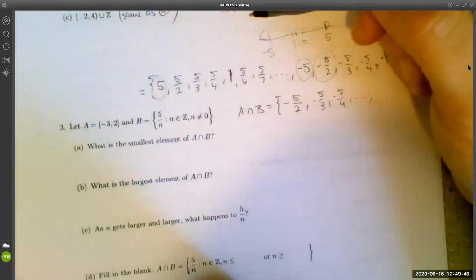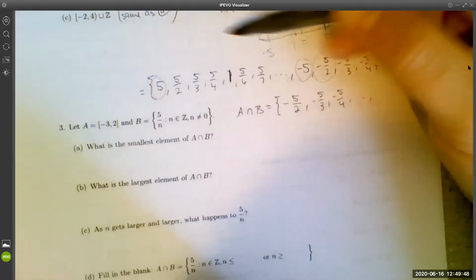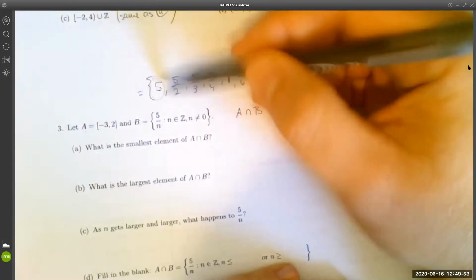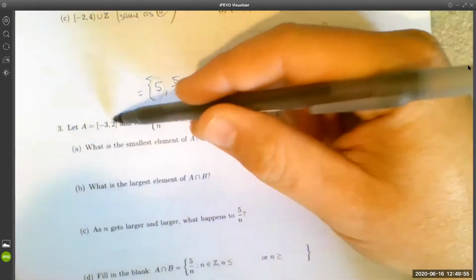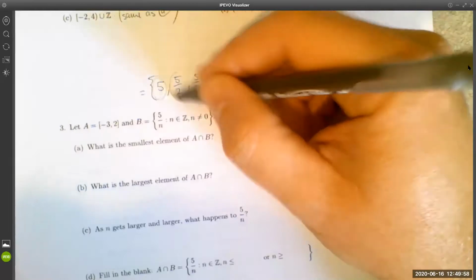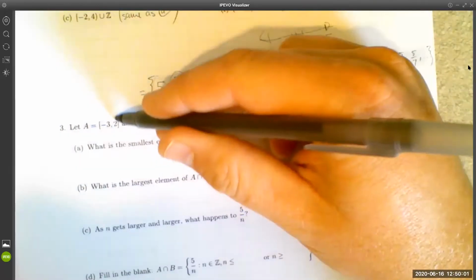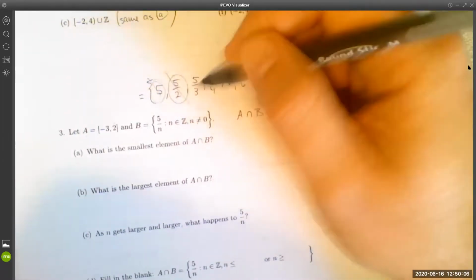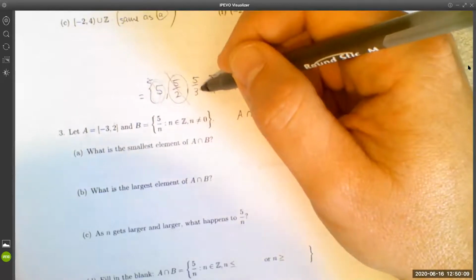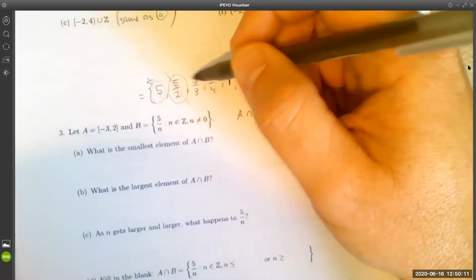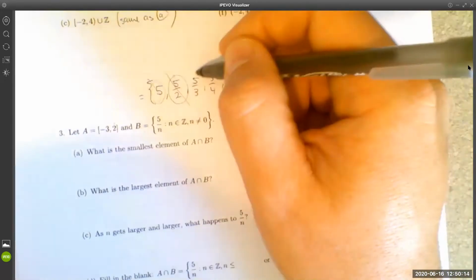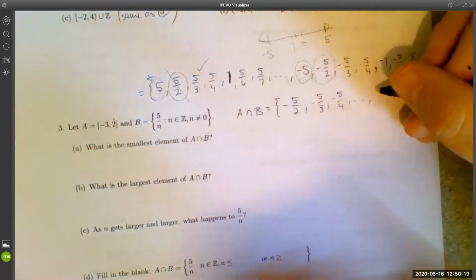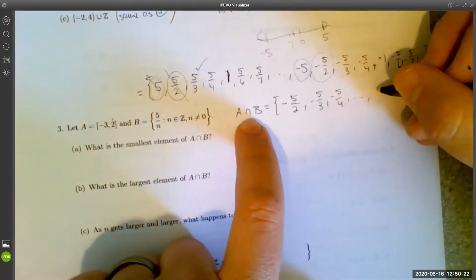On the positive side of things, on the large end, 5 is too big. It's not in this interval. 5/2 is about 2.5. That's also too big. It's not in this interval. So that's not in the intersection, and that's not in the intersection. 5/3 is 1 2/3. But 1 2/3 is in the interval. So 5/3 is definitely in the intersection, right?